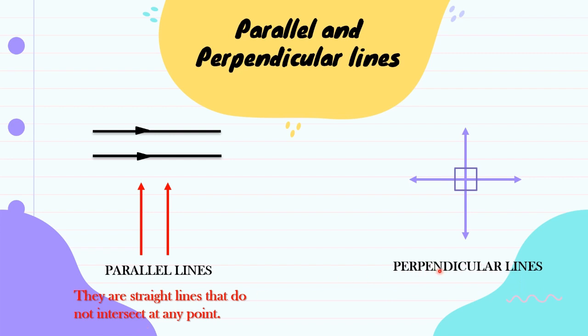Next we have perpendicular lines. Look at them. Why are they called perpendicular lines? The two lines must cross at right angles. This is a right angle, a right angle, a right angle. So the two lines must cross at right angles to each other. That's why they are called perpendicular lines.